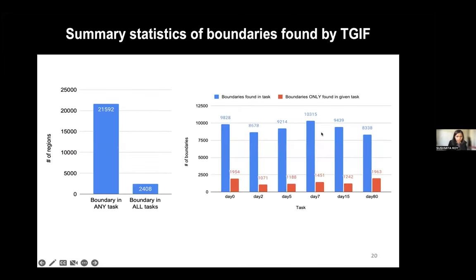So what you're seeing here are just some statistics. Along the y-axis are the number of regions or the number of boundaries that we find in any task. And then over time, what we see across time is about 10,000 boundaries, about a tenth of that is task specific.